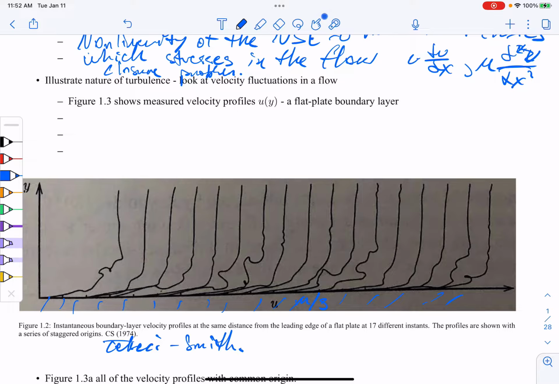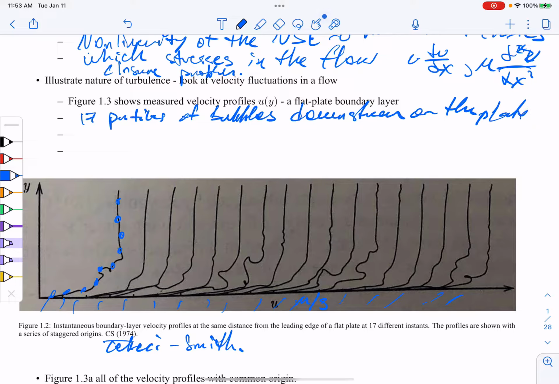And what they did is plot 17 profiles, which are actually at the same distance from the plate. And for each one of these profiles, they've just taken pictures of hydrogen bubbles at a distance downstream. So these are 17 profiles of bubbles downstream on the plate. And they just staggered them on the graph. They were really all at the same physical location after a certain amount of time of traveling downstream in a convected, fully turbulent boundary layer.